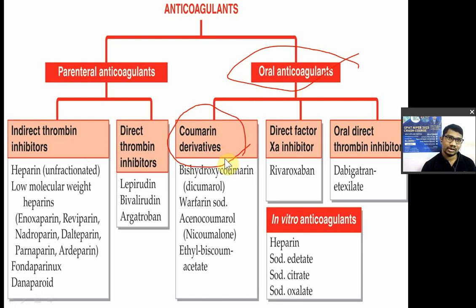They were first isolated from spoiled sweet clover grass in America. By eating this grass, a lot of cattle were suffering from hemorrhagic diseases.